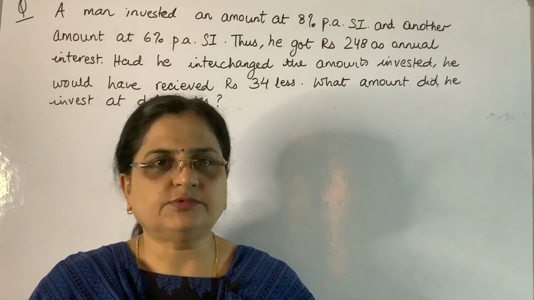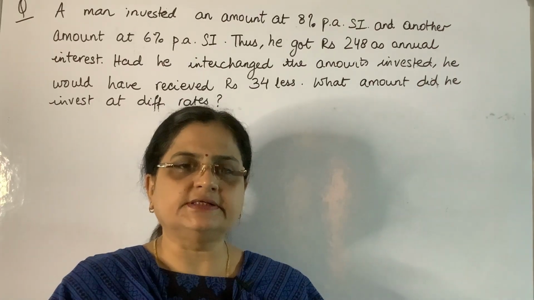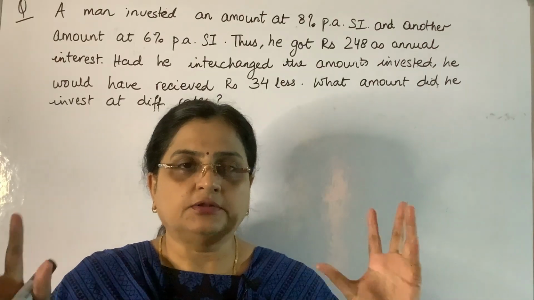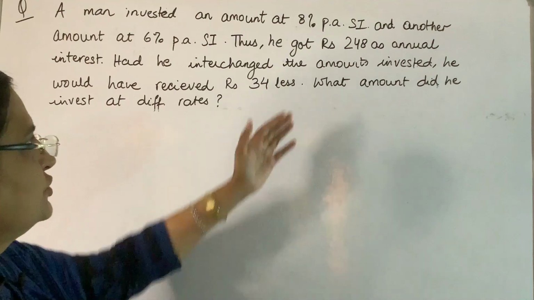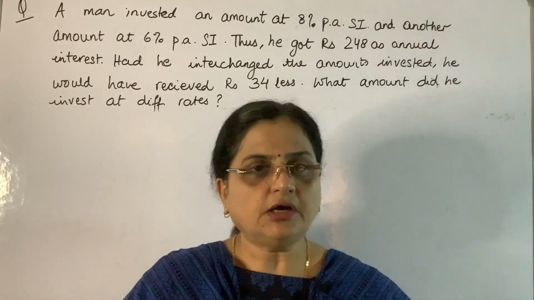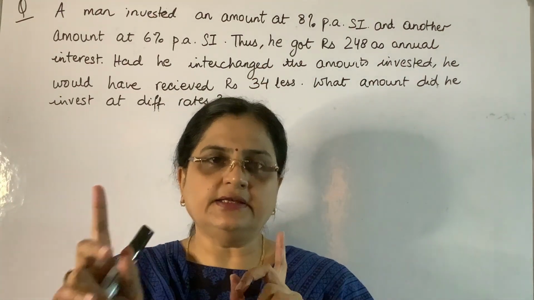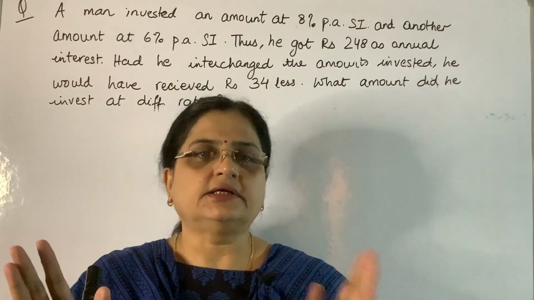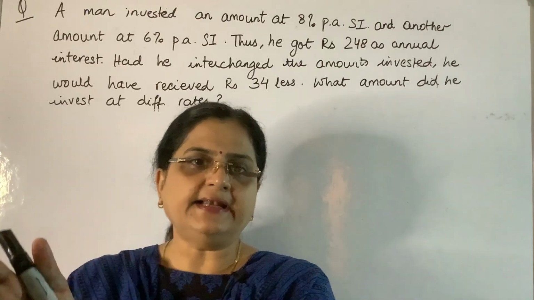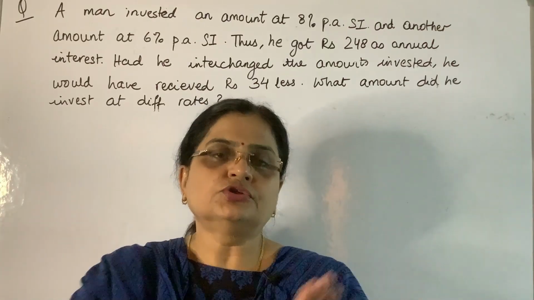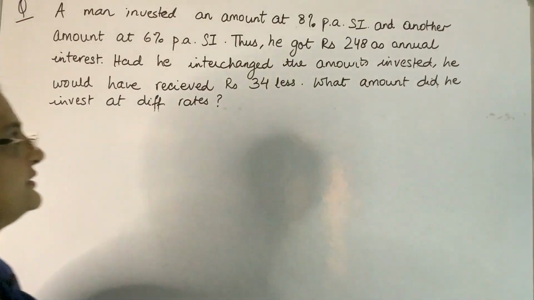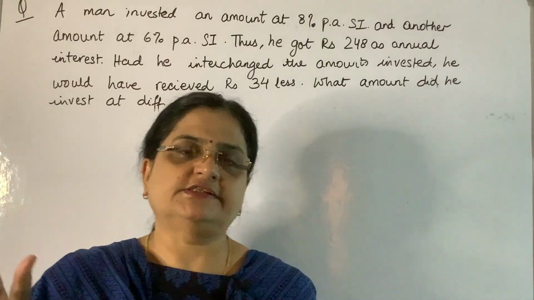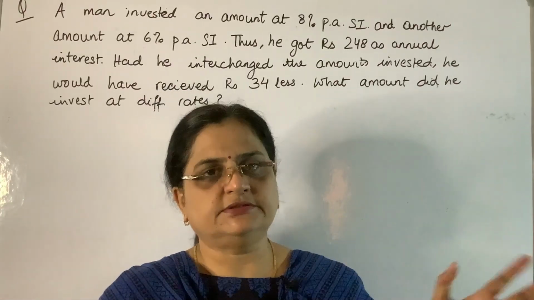So let us understand the question first. There was a man who invested X rupees in one and Y rupees in the other. The total interest he got was rupees 248. Now if he interchanges, meaning in whatever rate he had invested X, now he invests Y in that and X in the other one, he gets rupees 34 less. So you have to find out how much money he invested at 8% interest and how much at 6% interest.